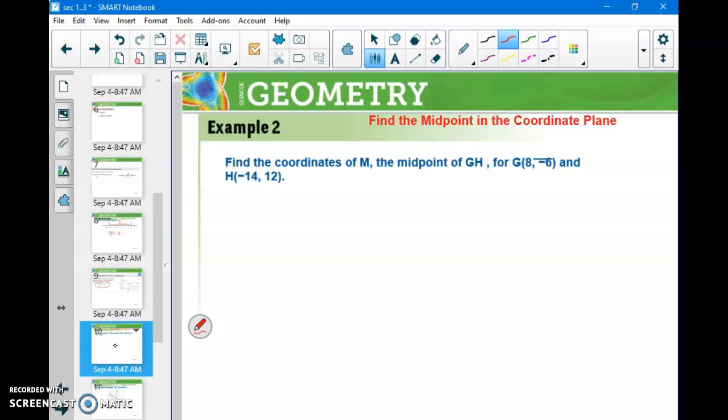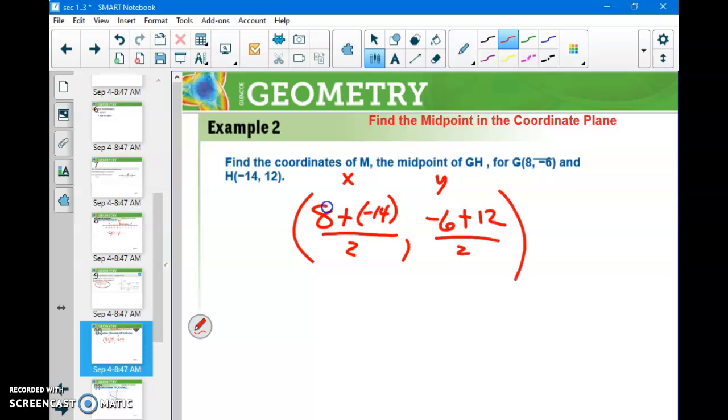So I'm going to take my two x values, 8 plus negative 14, divided by 2, that's my x values. My y values are the second one, so I'm going to go negative 6 plus 12 and divide it by 2. And if I add that together, I get 8 plus negative 14 is negative 6 over 2, and positive 6 over 2. And so my midpoint is at negative 3, 3.